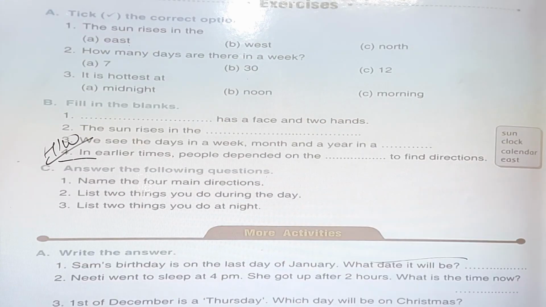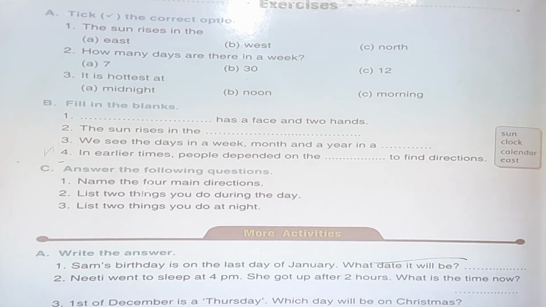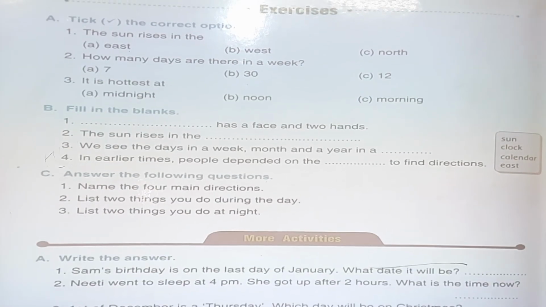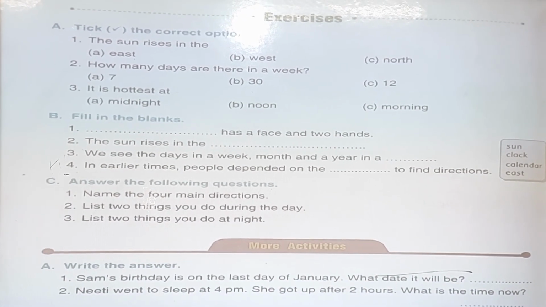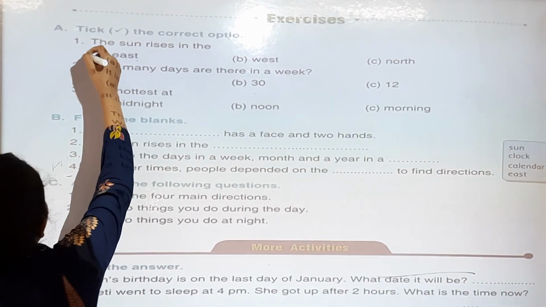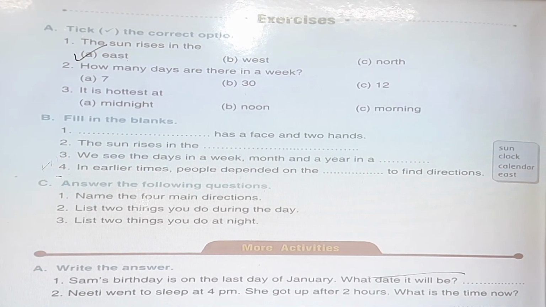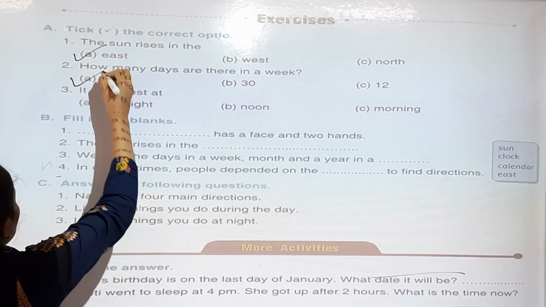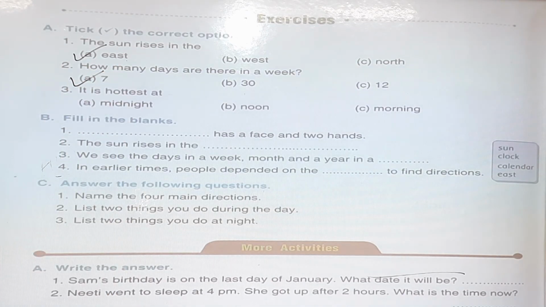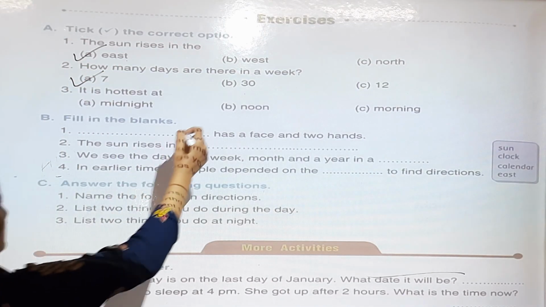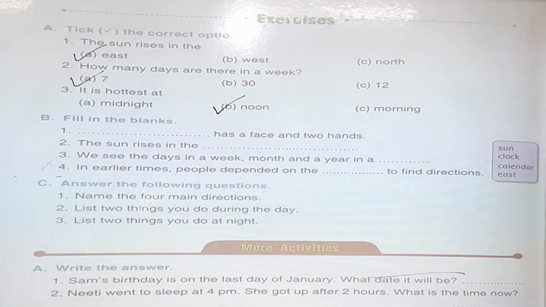On the next page you can see page number 80. The sun rises in the east, in the west or in the north? The sun rises in the east. How many days are there in a week? There are 7 days in a week. It is hottest at noon. After 12 p.m. it will be hot.